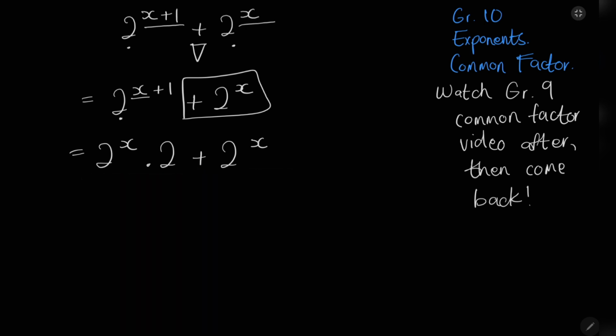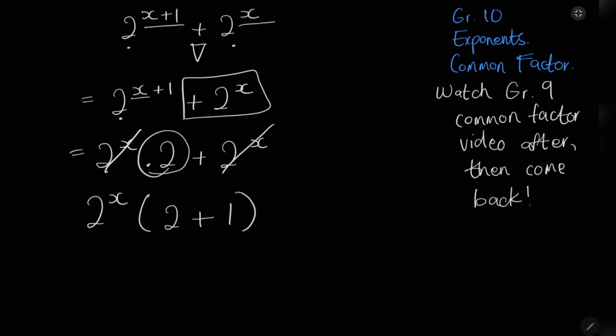So you have to check in the first term, you have 2 to the power x. And in the second term, you also have 2 to the power x. So you can take out 2 to the power x as your common factor. Open a bracket. What are you left with? 2 to the power x divided by 2 to the power x, that cancels. You're left with 2, this 2, plus 2 to the power x. It's just the 1. We have 2 to the power x times 2 plus 1, which is 3. And that is how we solve using the common factor.